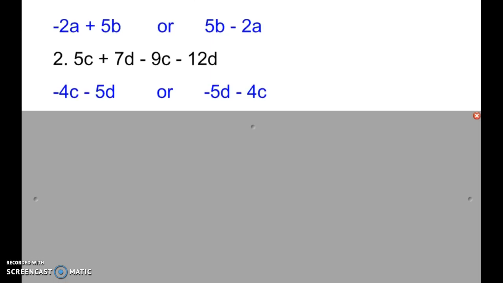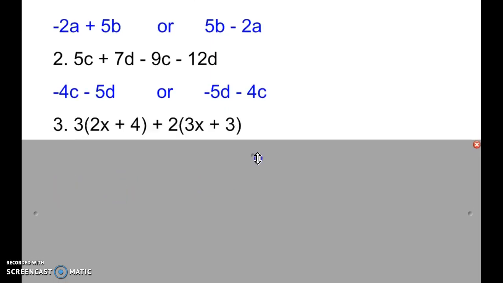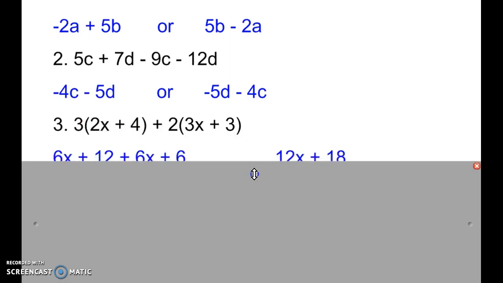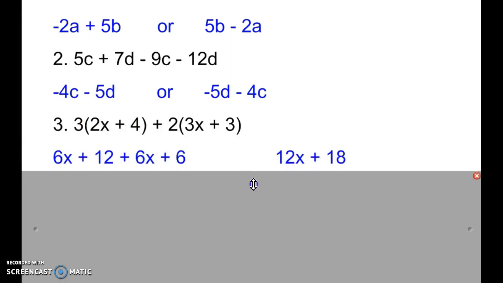Okay, moving on. Let's have a look at the third one. Now we've got brackets to expand. So, remember, when we expand brackets, the term outside the brackets multiplies each term inside the brackets. So we get 3 times 2x plus 3 times 4. That first bracket is going to give us 6x plus 12. The second bracket is going to give us 6x plus 6. And we haven't finished till we put the x's with the x's and the numbers with the numbers. So there's 12x plus 18.